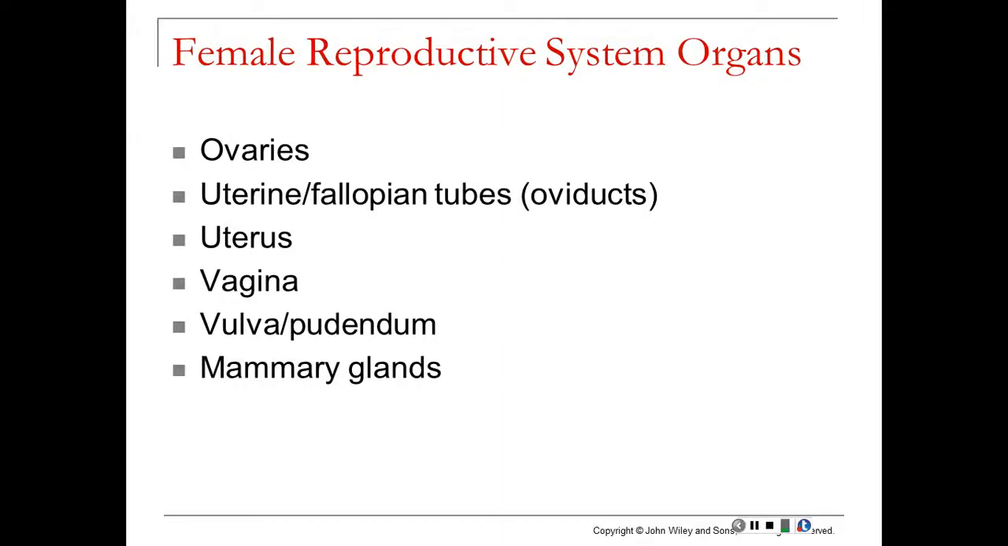Okay, so we've talked about the male reproductive system. Let's talk about the female reproductive system. We'll start with an overview of the organs. First, you have the ovaries, the uterine or fallopian tubes, which are also called the oviducts. You have the uterus, the vagina, the vulva or pudendum, and the mammary glands, not mammillary glands, mammary glands.